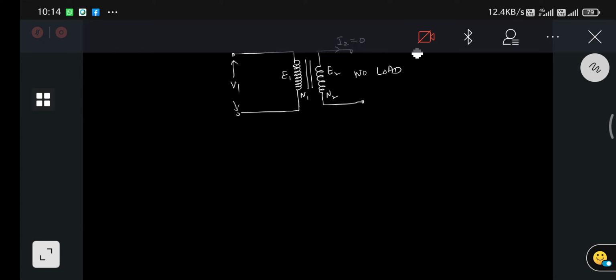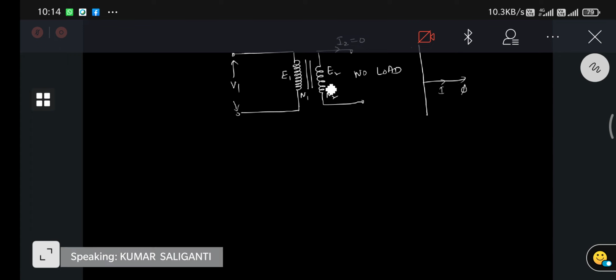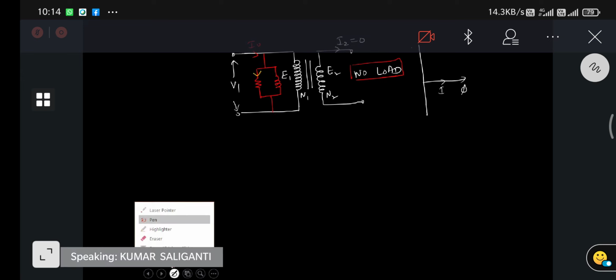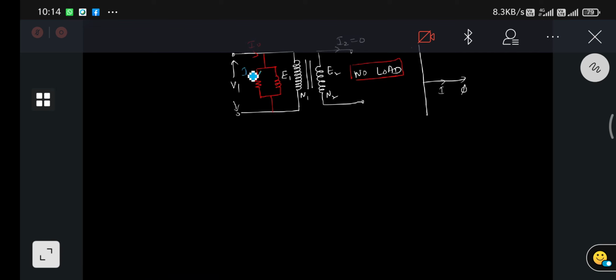So what about the no load phasor diagram? There will be a no load component of current, that is I naught, which has two components: the working component and the magnetizing component. Because of no load, the secondary side is open circuited, so we have only I naught.